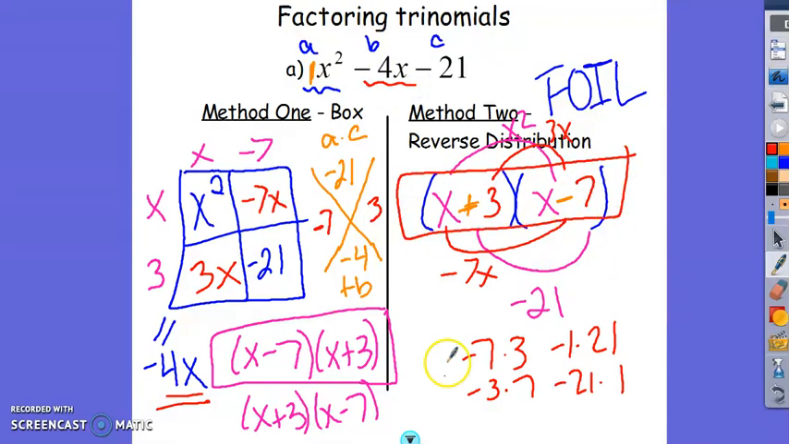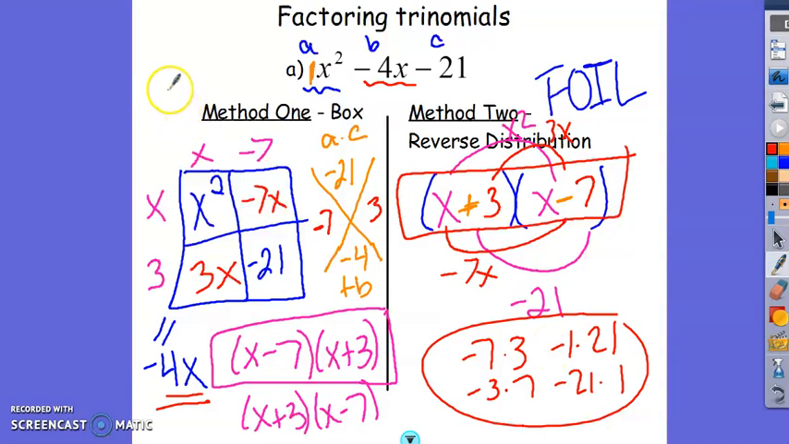So these were your options to plug in those two spots. You had 4 options to try and guess and check until you got it. So it's a little bit more guessing and checking, but it works. This is more visual. You can do either method, but I'm going to show you a couple more examples using just the box method.